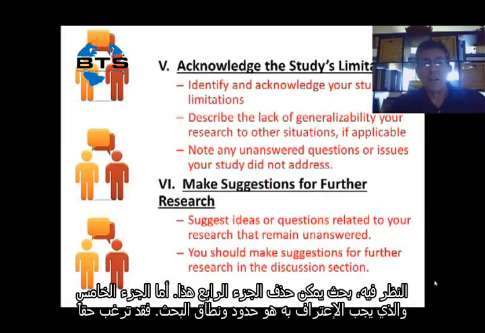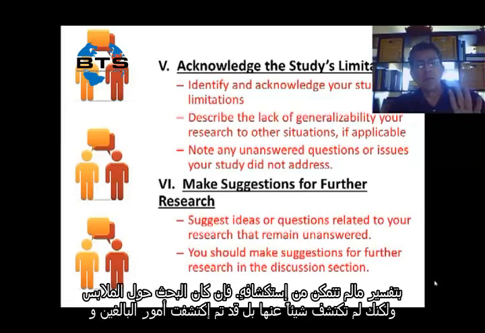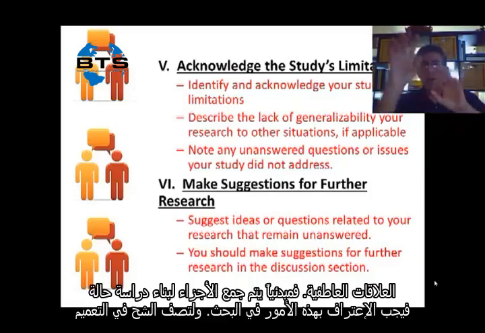Now, number 5, you want to acknowledge the study's limitations. You really want to explain what you didn't find. If your study was about college students, but you really didn't find any studies about college students, and you only found studies about adults or online dating, you have to take a lot of pieces and build a case for it. You want to acknowledge those things in your study.